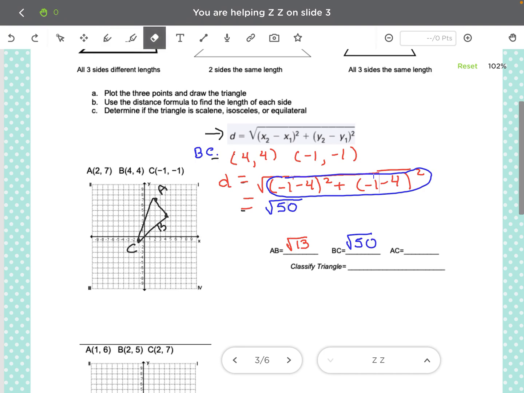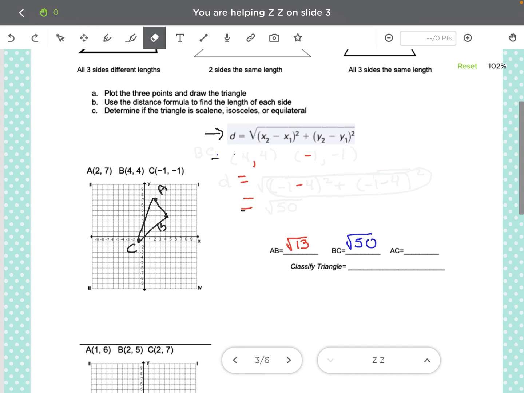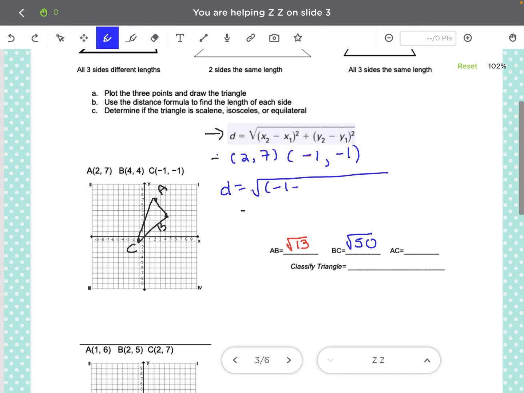And we have one last side to do, which is going to be AC. So make sure that we pick the right points to use. So the points that we're going to use are 2, 7, and -1, -1. So distance formula says we take the y's, subtract it, take the x's, subtract it. Again, use your calculator, type this in, and if you do this correctly, this should be 73. So this is square root of 73.